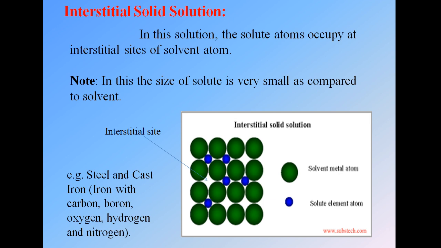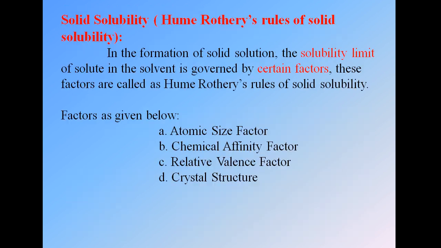So this is interstitial solid solution where we place the solute atoms at interstitial sites of solvent atoms. You are getting it or not? So this is just a difference. In substitutional solid solution, the size of the solute and solvent atoms is the same. In interstitial, we have different sizes. The size of the solute is very small compared to the solvent. Okay, we will go next.